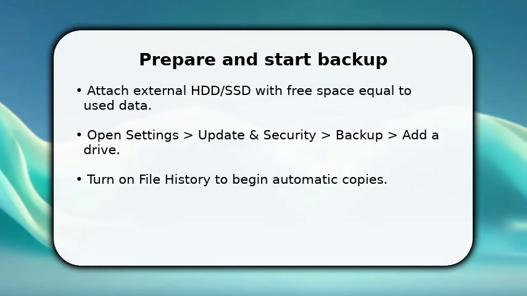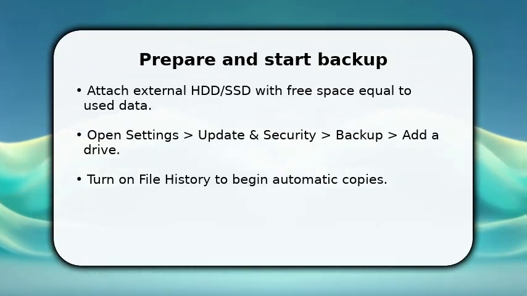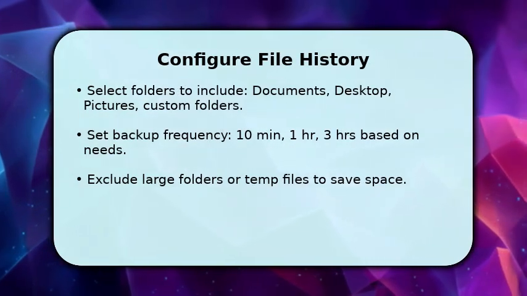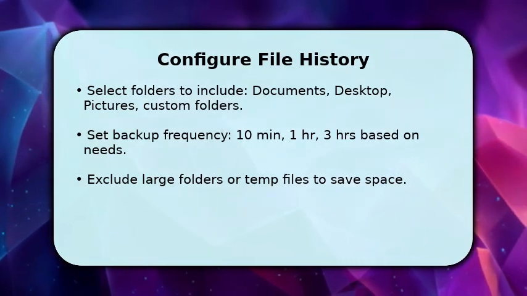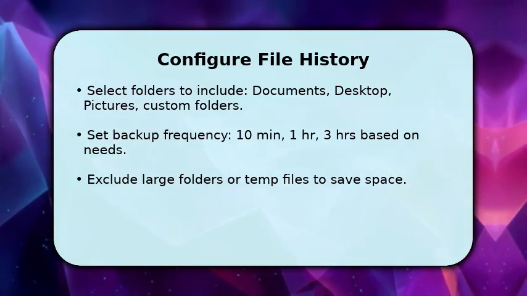From here, turn File History on so the system creates the first backup right away. Once file history is on, you need to tailor what gets backed up. Click more options to add or remove folders, include documents, desktop, pictures, and any custom work folders.